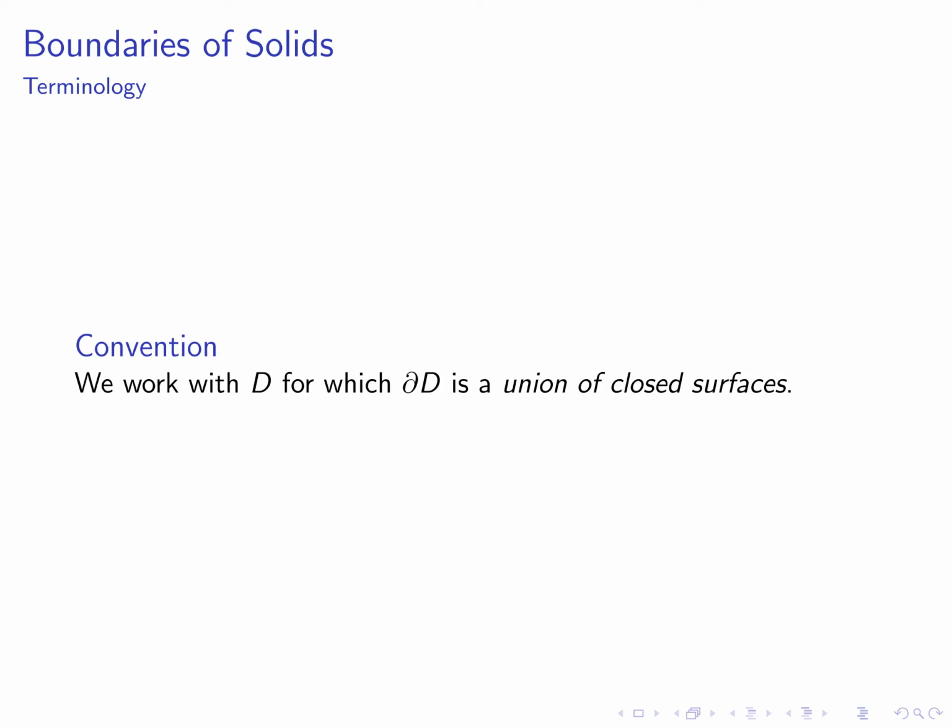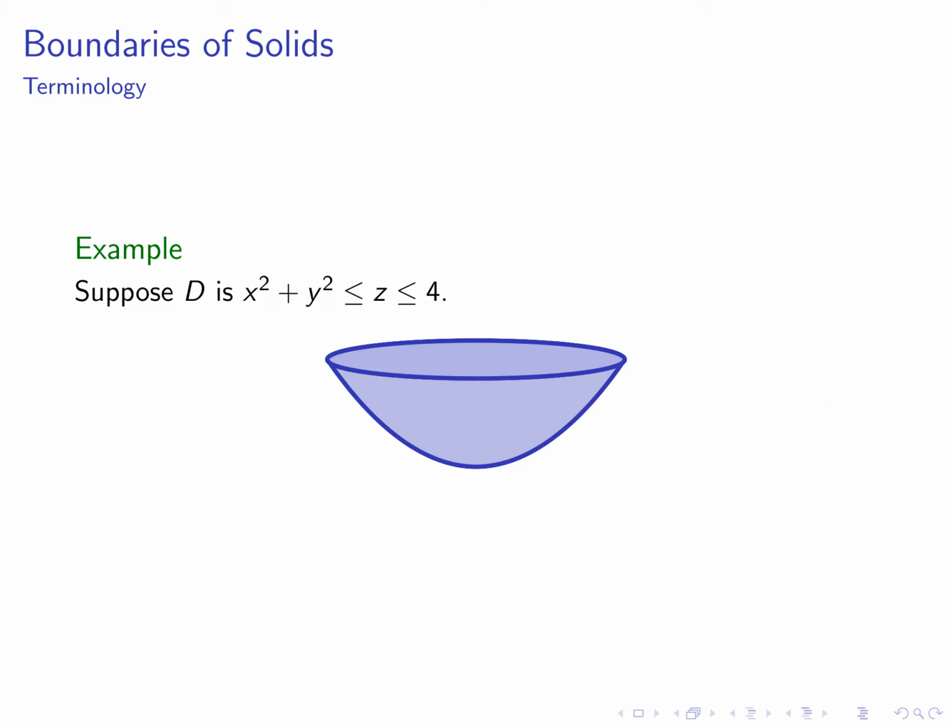So the convention that we will adopt when we discuss the divergence theorem is that the domains that we work with, D, will be domains whose boundary is a union of closed surfaces. Let's see this with an example. So in this example, we're defining a domain by 2 inequalities. x squared plus y squared is less than or equal to z, which in turn is less than or equal to 4. It's not terribly difficult to visualize this solid domain.